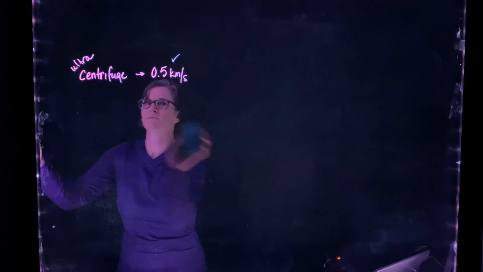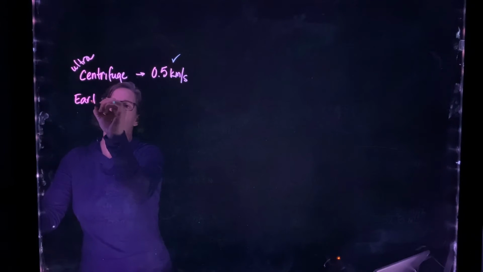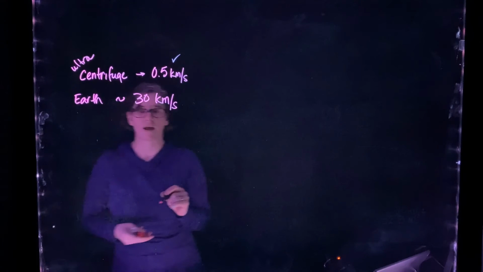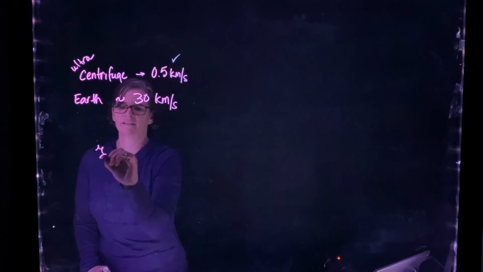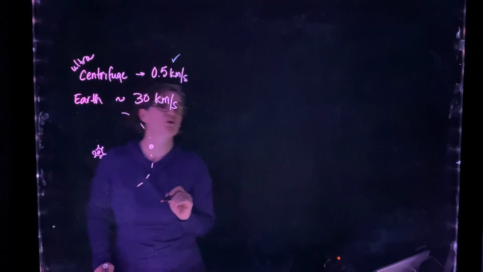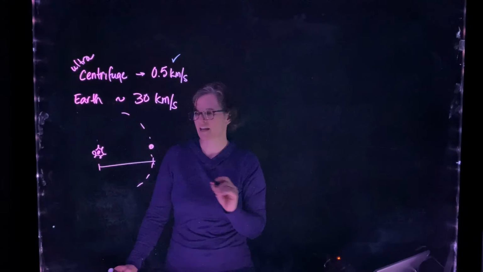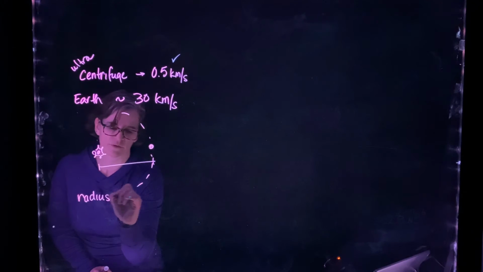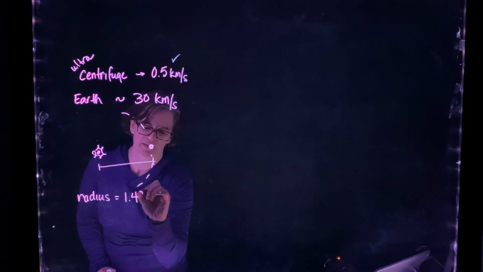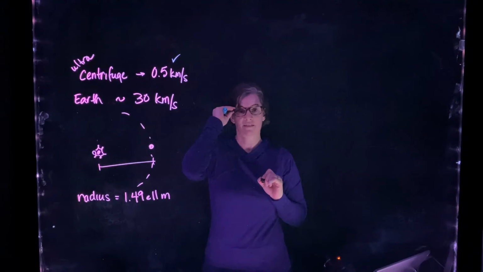Well, we are going to determine, so the Earth is about 30 kilometers per second. All right, so if this is the sun, and here's the Earth going around the sun, and we're supposed to assume a circular orbit, this radius, we would have to look that up. When we look that up, we find that the radius is equal to 1.49 times 10 to the 11th meters. So we're going to remember that radius.